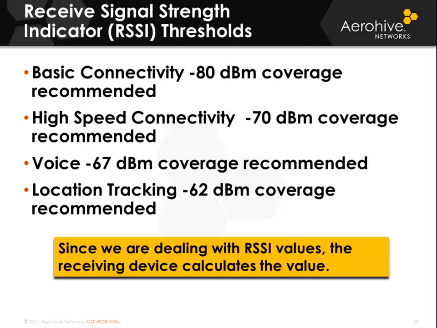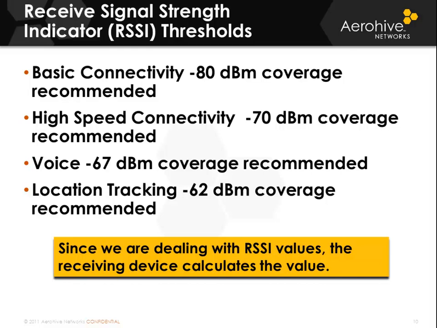The received signal strength indicator thresholds. Basic connectivity requires a signal strength of somewhere around negative 80 dBm coverage. High-speed connectivity, so that the clients can access the higher data rates provided by the manufacturers, requires around negative 70. Voice communications are recommended at negative 67 or negative 65 depending on specific vendors, and location tracking requires at least a negative 62 signal.